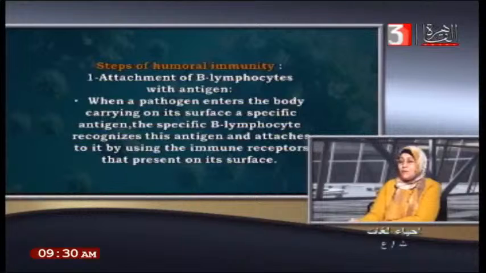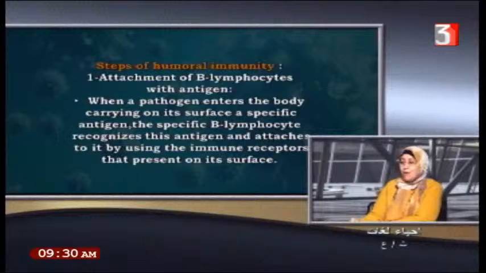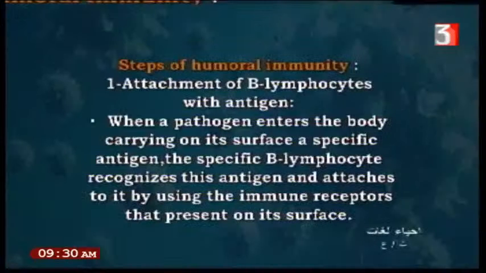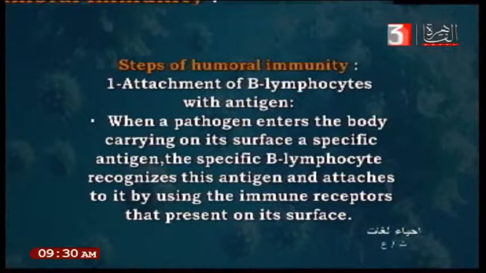Okay, now we are going to see what happens. What are the steps of humoral immunity? Number one, attachment of the B lymphocyte with the antigen. The antigen is coming from the bacteria or viruses. Attachment means to adhere to it, and adhere means to catch this antigen.